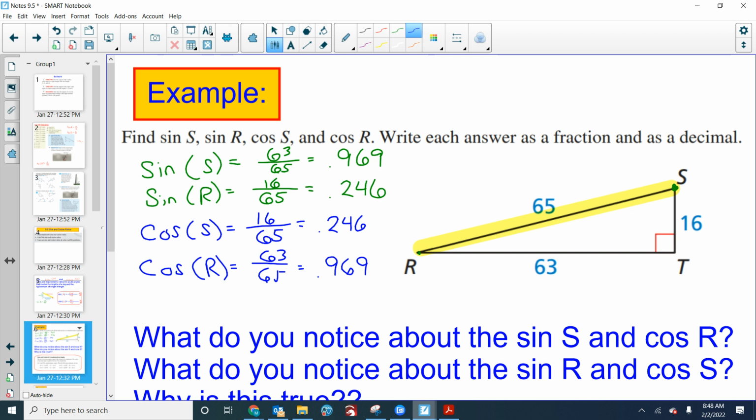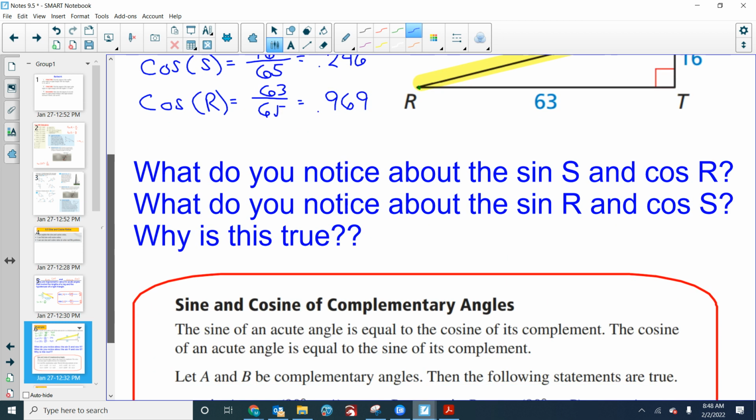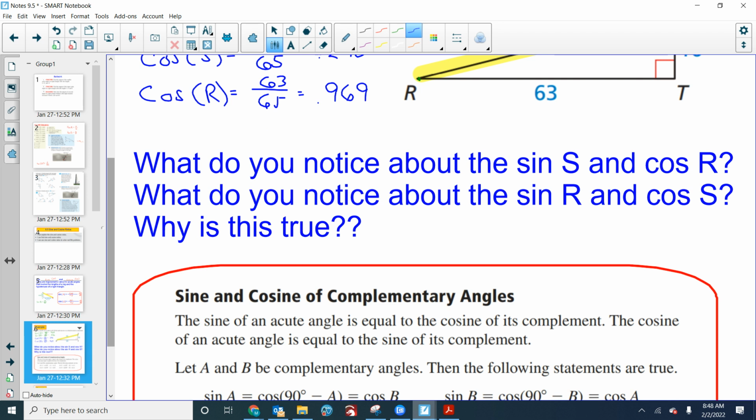Watch. Acute angle, acute angle. What was opposite of this one is going to be the adjacent of this one, right? So aren't those numbers going to be the same? And the hypotenuse is the denominator for both. That's going to happen every time. So, what do you notice about the sine of S and the cosine of R? Same. All right. And why is this true? Because the opposite of one is the adjacent of the other.